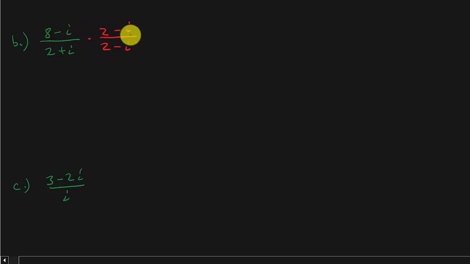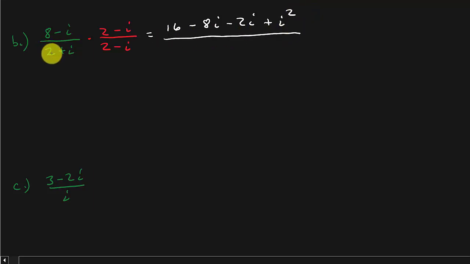So in the numerator, we want to FOIL that, right? Let's multiply the first: 8 times 2 is 16. The outside, 8 times negative i is minus 8i. Inside, negative i times 2 is negative 2i. And then negative i times negative i is positive i squared. And that's over a squared, which is 2 squared, plus b squared.